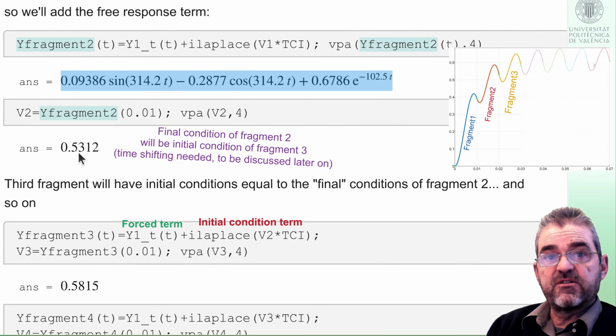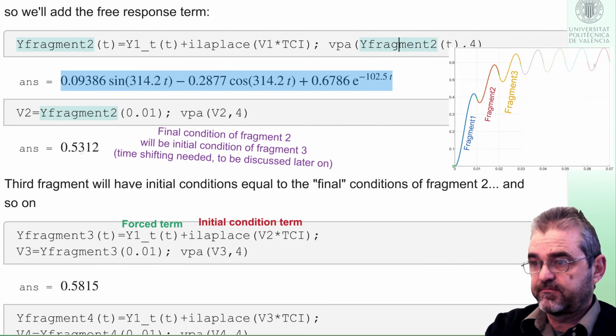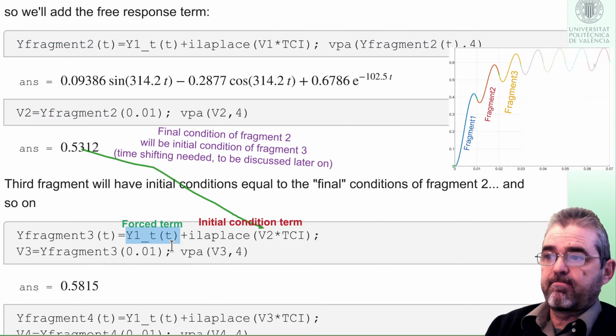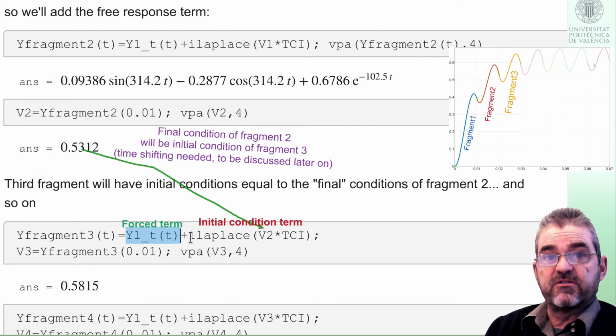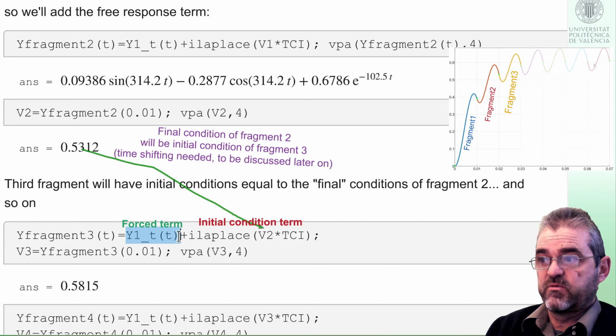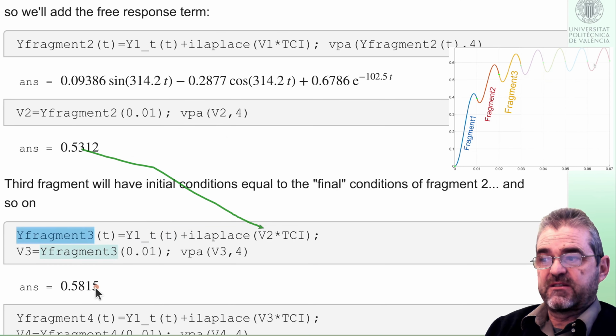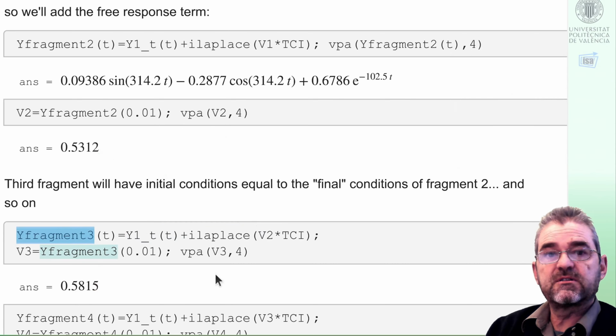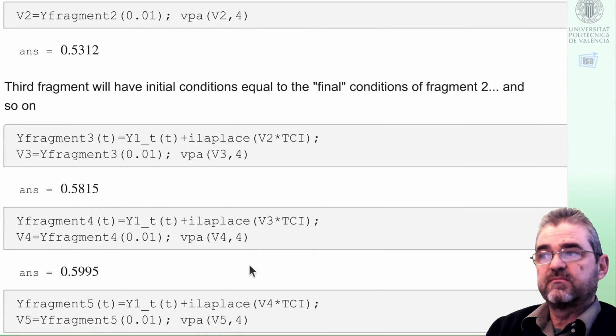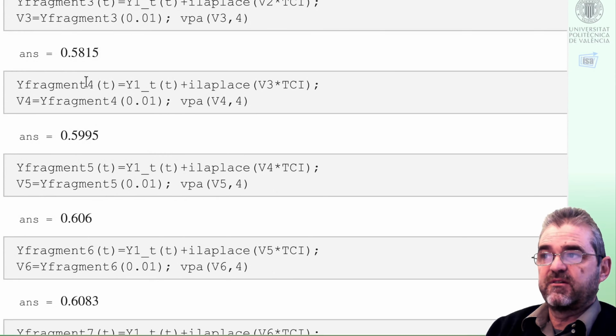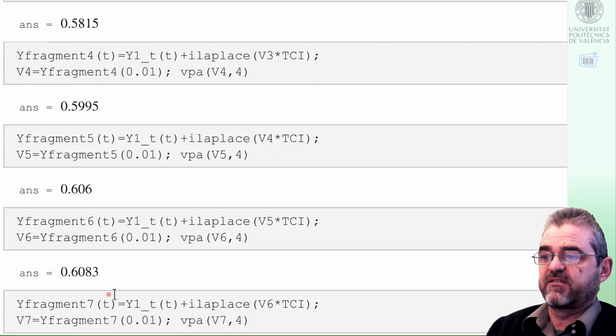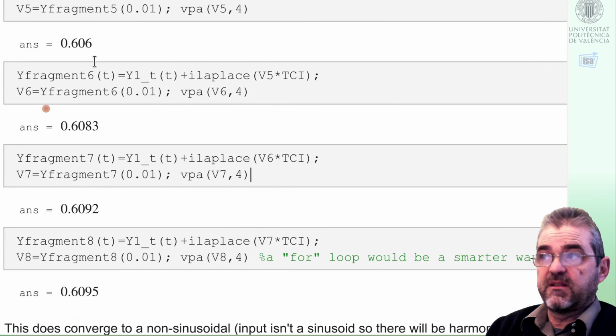If I plug in this final condition after 2 sinusoidal pulses to the initial condition term, and I add the 0 initial condition response to a sinusoid, then I get the next 10 milliseconds of response, which will be the fragment 3. The capacitor will end up at 0.58 volts, and so on. We can copy paste another fragment 4, 5, 6, 7, 8, and get the final capacitor voltage at each fragment, which will be the initial condition of the next fragment.